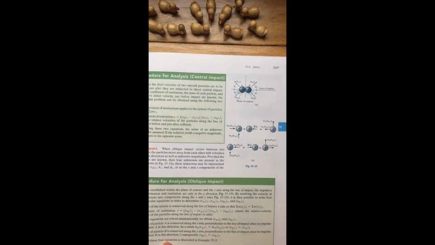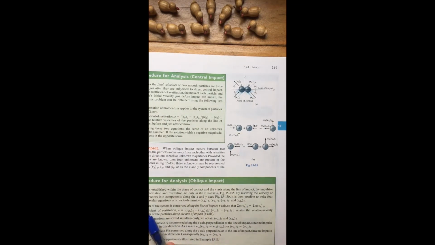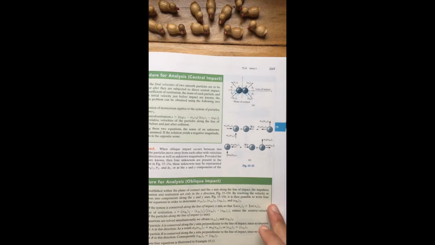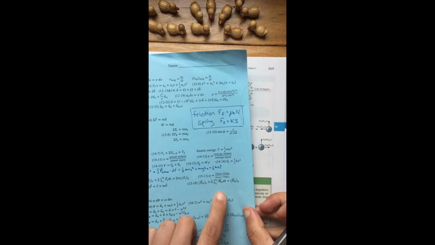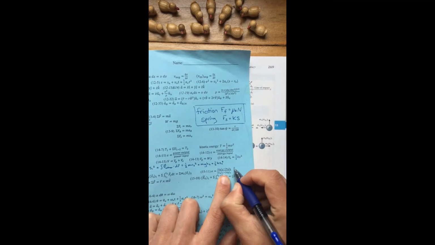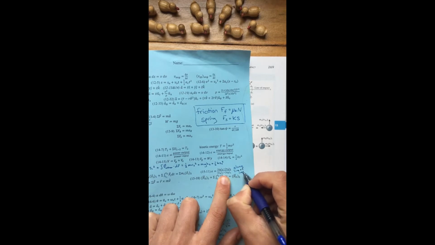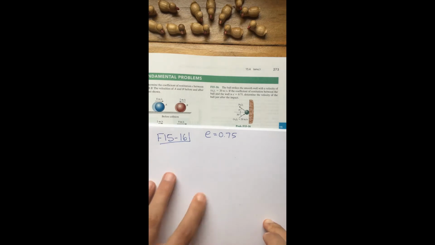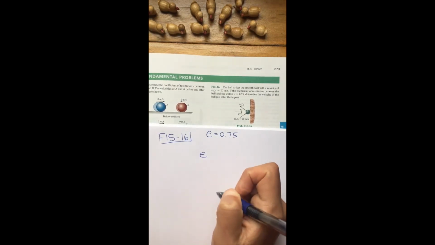If you turn to page 269 in your textbook, they tell us that the coefficient of restitution relates the relative velocity components of the particles along the line of impact. So if the line of impact is along the x direction, then these are the x components of the velocities. So on your equation sheet, you should make a note that these are the components along the line of impact, and that is important when you have a problem with oblique impact.